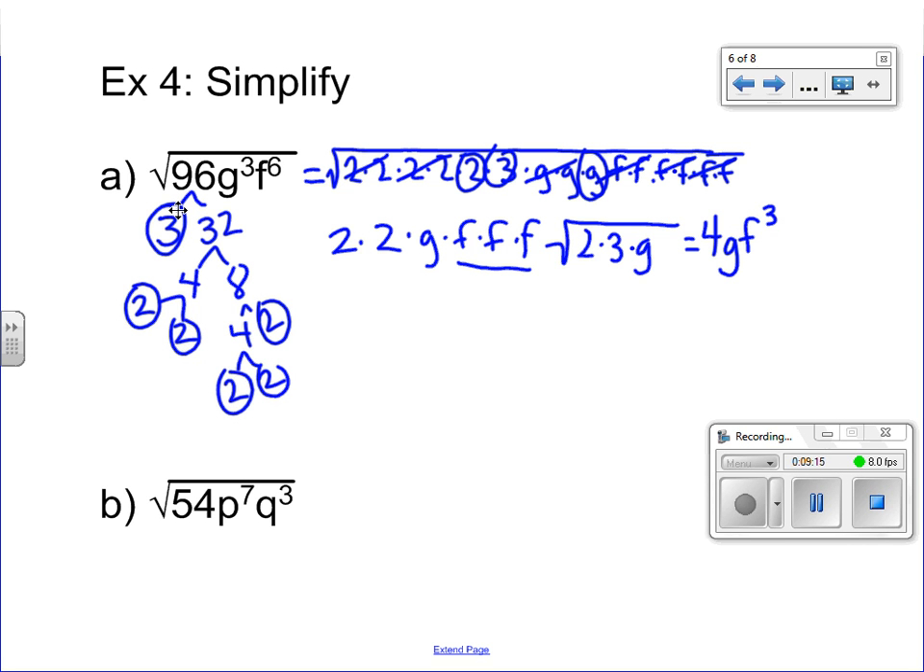Okay, so what's left on the inside, I multiply together, so 2 times 3 is 6, and there's a g left. So my final answer is 4g f to the 3rd radical 6g.